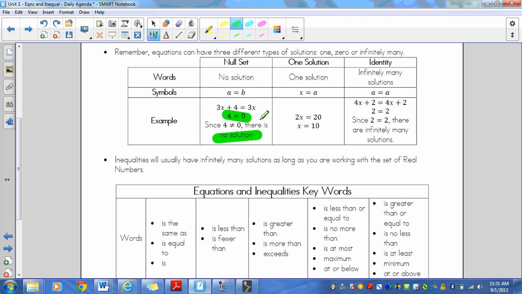One solution is the kind that you've seen many times. It was the majority of 7th grade. And then at the end of 7th grade, I threw you guys a curveball. What if 2 equals 2 at the end? Or sometimes you can even notice it when you get here: 4x plus 2 equals 4x plus 2. Those two sides of the equation are absolutely the same. So that means whatever you plug in for x will work. So there's infinitely many solutions.